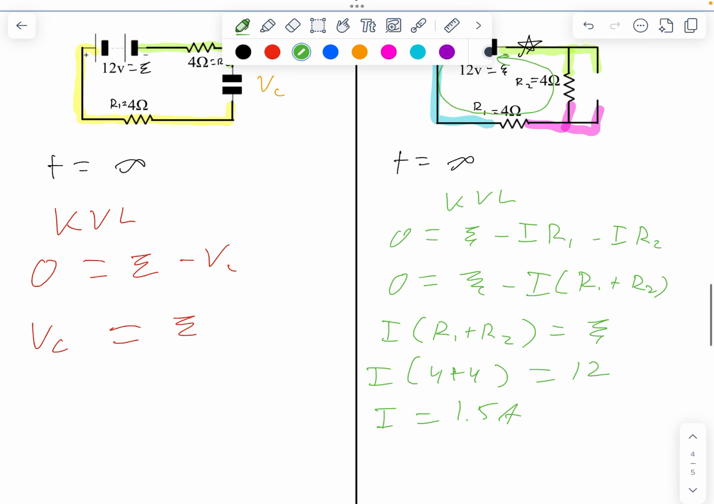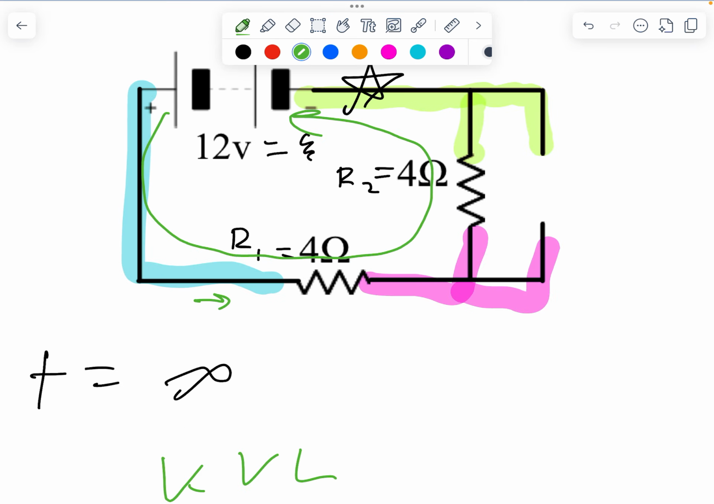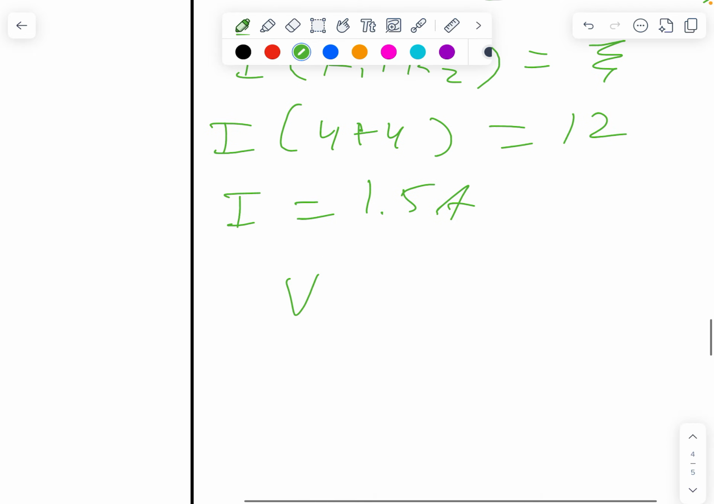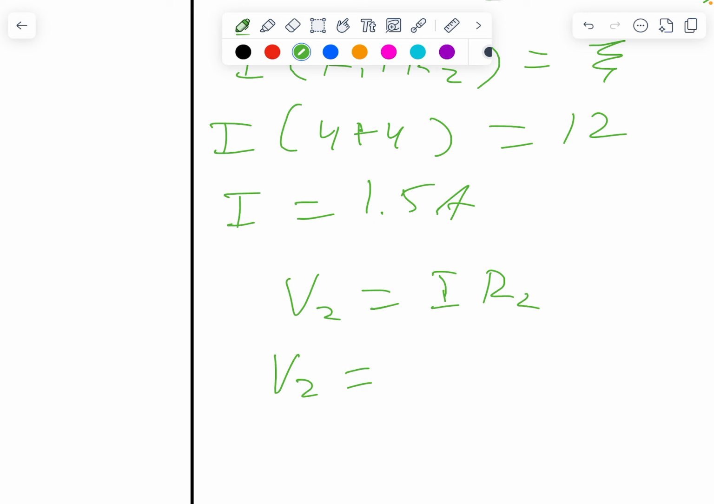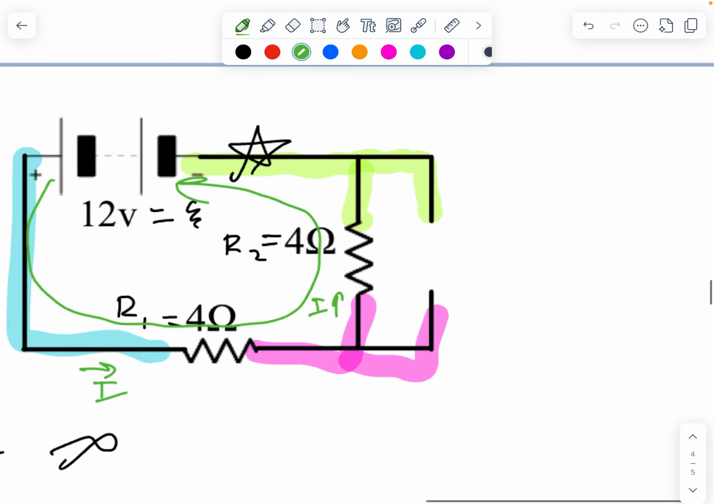So what? Well, if I know the current that's flowing through this, then I've got a series circuit here. This is the current, so it flows out of the source, goes through R1, and also goes through R2 here. So if I calculate the voltage drop across R2, it's just equal to the current times the resistor value for R2. So V2 is equal to that 1.5 amps times the resistor value, which is 4. So 1.5 times 4, what is that? 6 volts. So this V2 here, the voltage drop from here to here, that's the 6 volts.